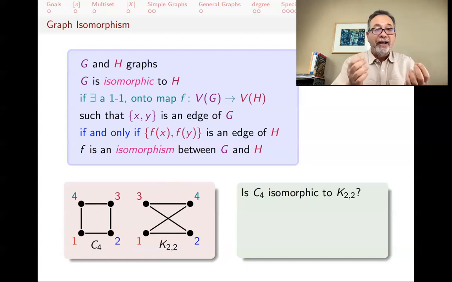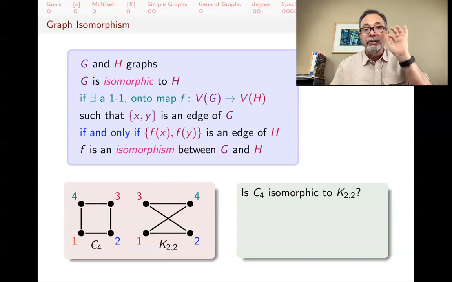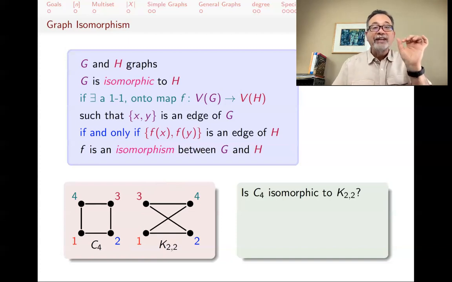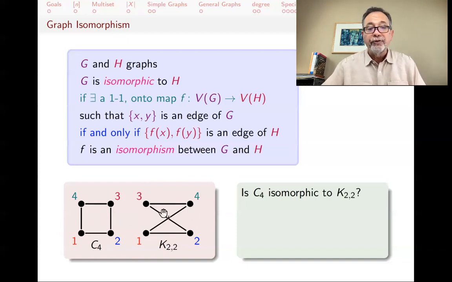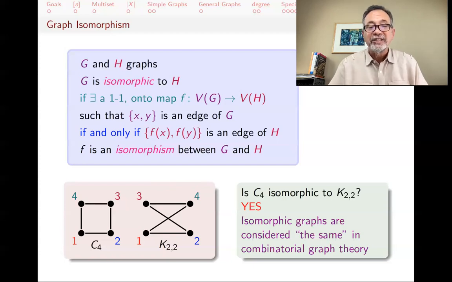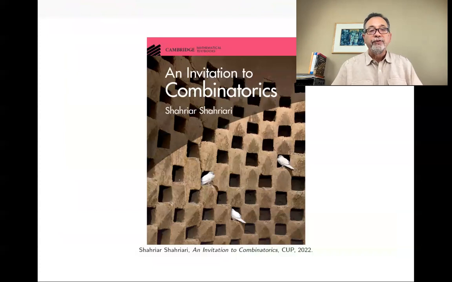I've told you which vertex here goes to which vertex, but the more important thing is that the edges correspond. So here 3, 4 is an edge, and there 3, 4 is an edge. Here 2, 4 is not an edge, and there 2, 4 is not an edge. On the other hand, 4, 1 is an edge in both of them. So both of these graphs are the graphs whose vertices are 1, 2, 3, 4, and the edges are 1, 2, 2, 3, 3, 4, and 4, 1. And therefore, the answer is yes, these two graphs are isomorphic. And again, isomorphic graphs are considered the same in combinatorial graph theory. And this was the end of this vocabulary lesson. I will see you in future lectures.